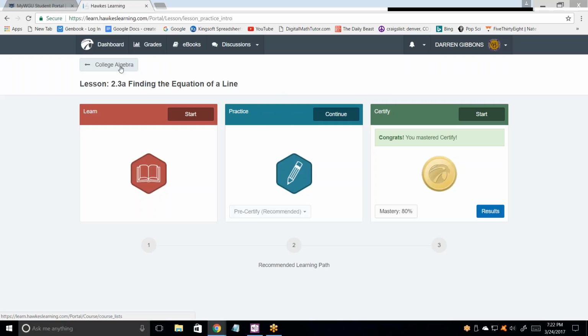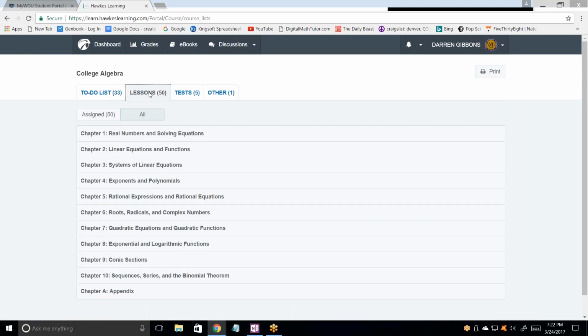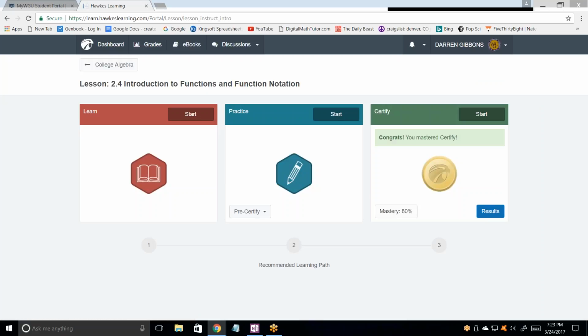I'm going to go back to college algebra. And lessons. So we're still on 2, right? That was 2.3a. So let's go to 2.4. 2.3b is a different format. It's point slope instead of slope-intercept. But it's not assigned, so it's not part of the course. I got you now. I was misunderstanding what you were thinking there.